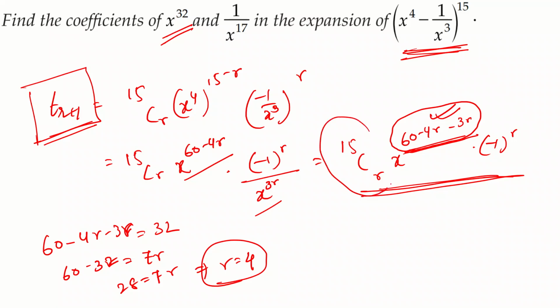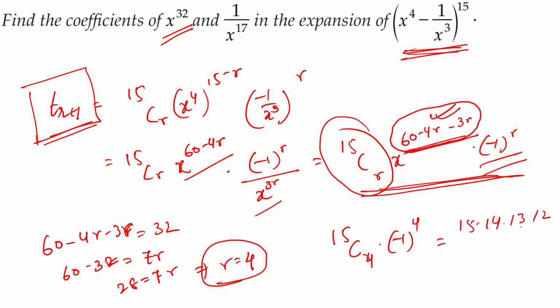The coefficient is this along with this minus 1 power of r. So you have to just put down the value of r is equal to 4. So the coefficient is 15c4 into minus 1 to the power of 4. So you simplify this, 15 times 14 times 13 times 12 divided by 4 factorial, which is 24, and you find out the answer. Minus 1 to the power of 4 is just 1, so I am leaving it in this case. So this is our coefficient, and this will give us the coefficient related to x power of 32.